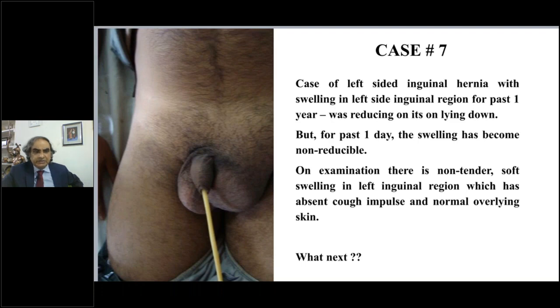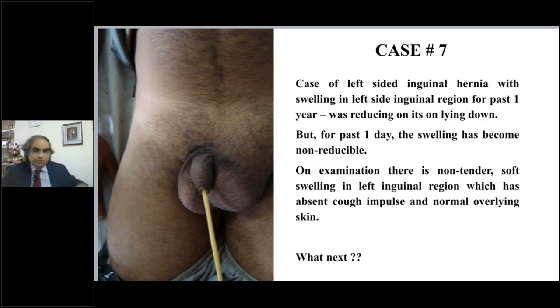Yes, okay, sir. It's a case of left-sided inguinal hernia with swelling in the left-side inguinal region for the past 1 year, which was reducing on its own on lying down. But for the past 1 day, the swelling has become non-reducible. On examination, there is a non-tender, soft swelling in the left inguinal region, which has absent cough impulse and normal overlying skin. What do you do next? Tell us the do's and don'ts, Nana.